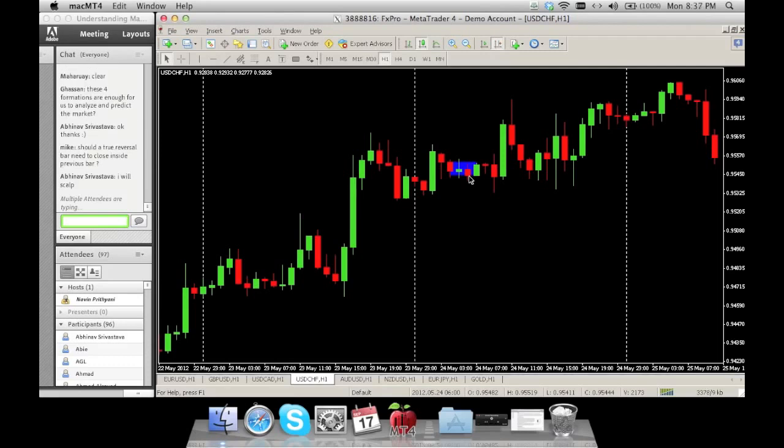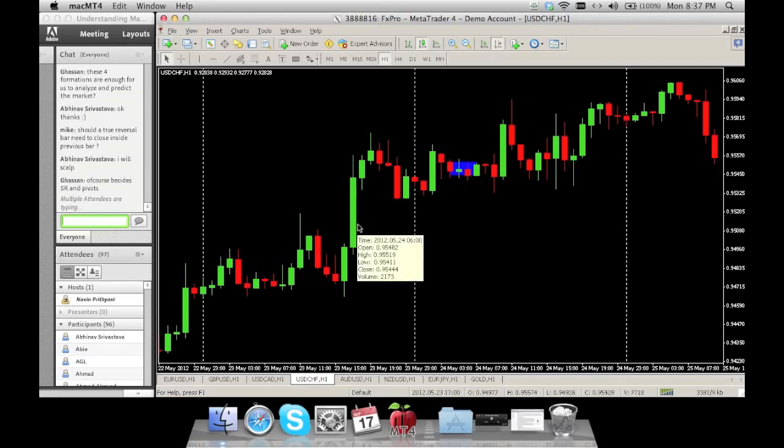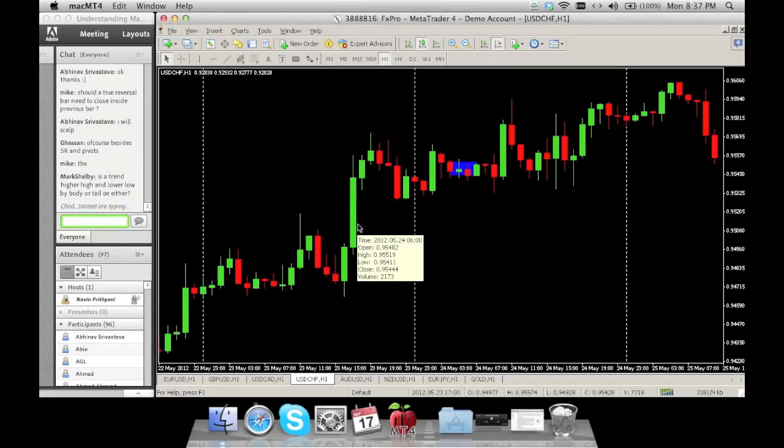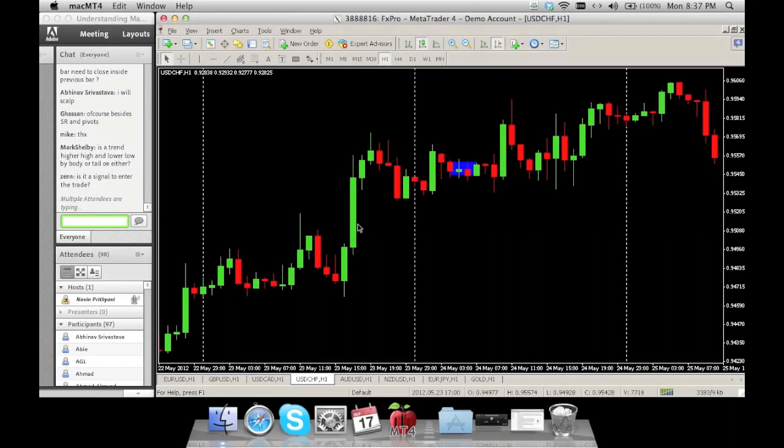Okay, Mike, should a true reversal bar need to close inside the previous bar? For exhaustion candle, yes, that is correct. Abhinav, try to avoid scalping, but if you have not done much of it, then go for it, get it out of your system. But if you can avoid it, avoid it. Mark, is a trend higher high and lower low by body or tail or either? By tail, Mark.